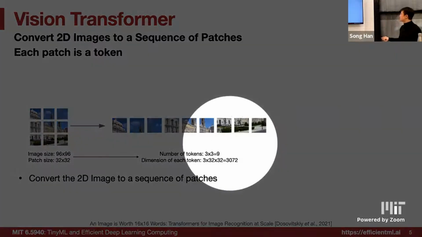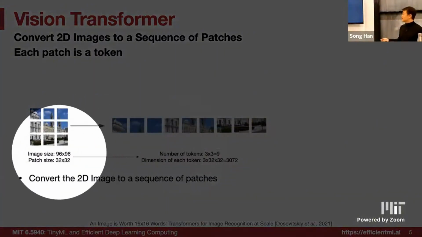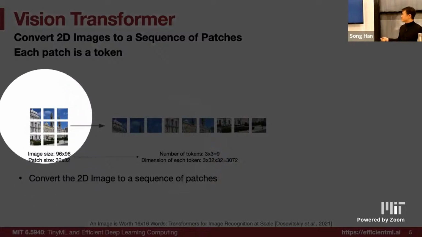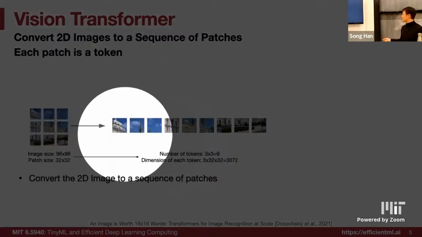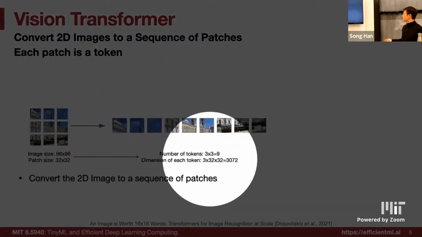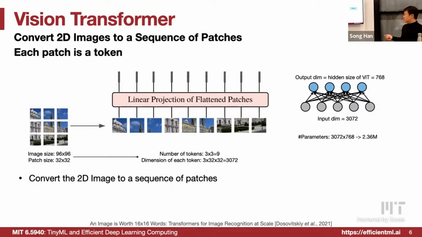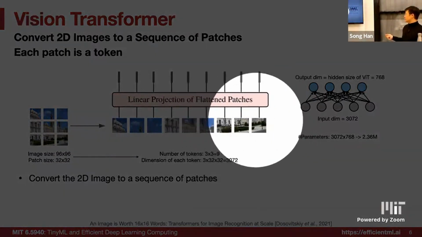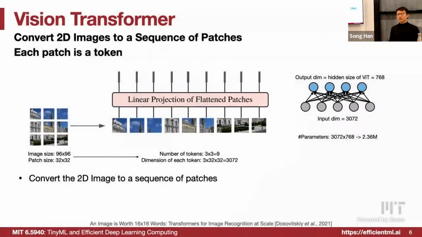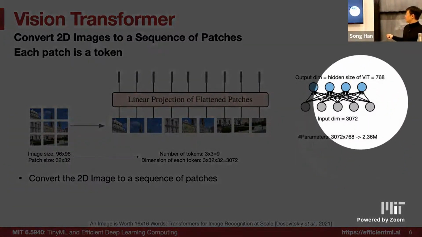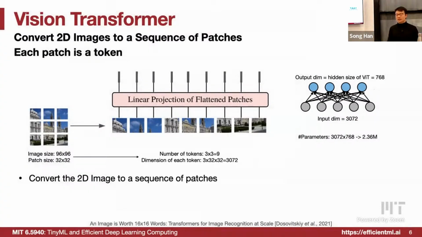For example, in the original image, the dimension is 96 by 96. The patch size is 32 by 32. So right here, we have 9 tokens. The dimension of each token is 3 by 32 by 32, roughly 3K. And then we do a linear projection to flatten the patches. The patch is 2D, we flatten it into 1D, and we project it from roughly 3K to 768 in this case. So we convert the 2D image into a sequence of patches this way.